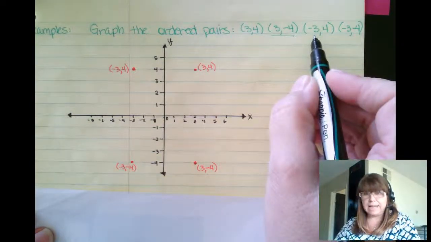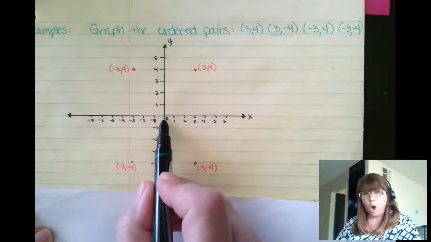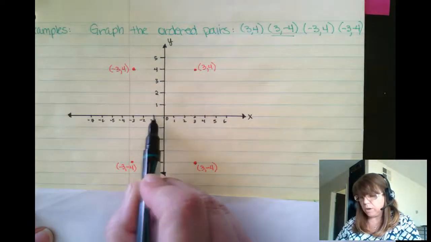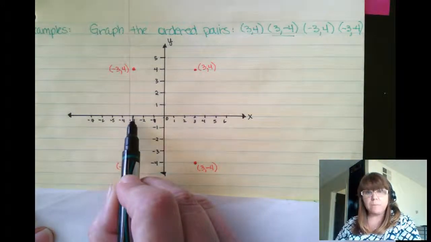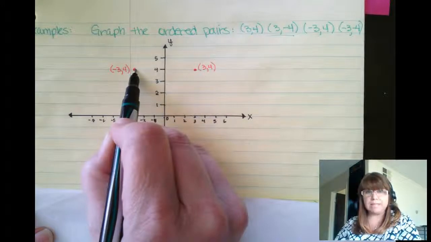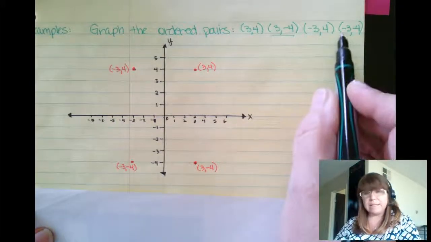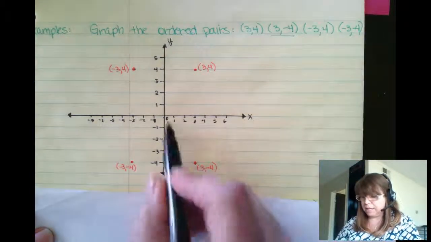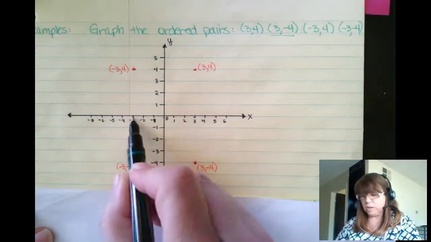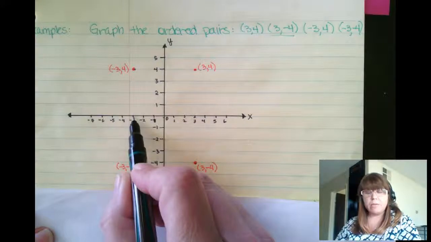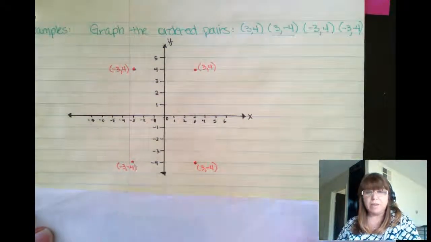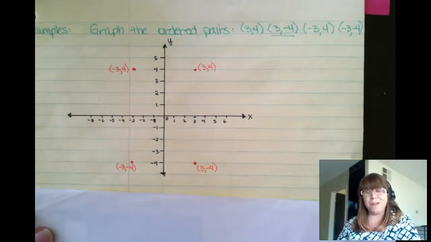The third point is (-3, 4). This time I always start at the origin 0, but I have a negative 3, so I move to the left 1, 2, 3, and then I move up positive 4. 1, 2, 3, 4, and my point is (-3, 4). My last point is (-3, -4). Again, starting at the origin, I move to the left 3 spots, 1, 2, 3, I'm sitting at negative 3, and then I move negative 4, which would be down 4, 1, 2, 3, 4, and I plot the fourth point.